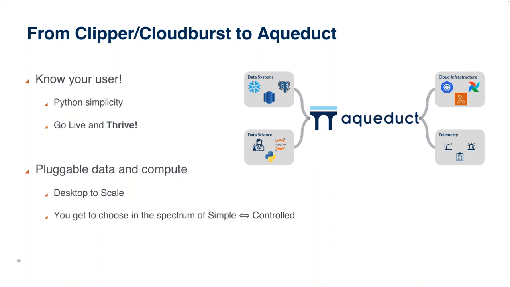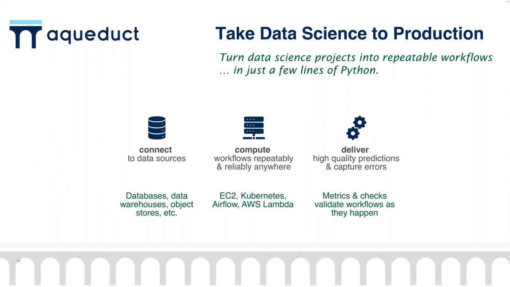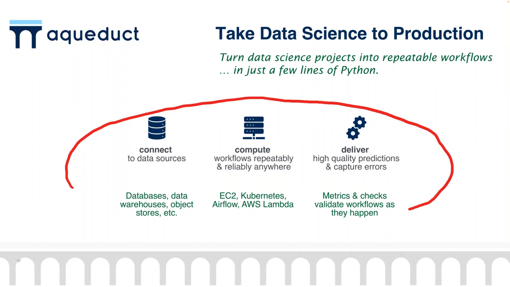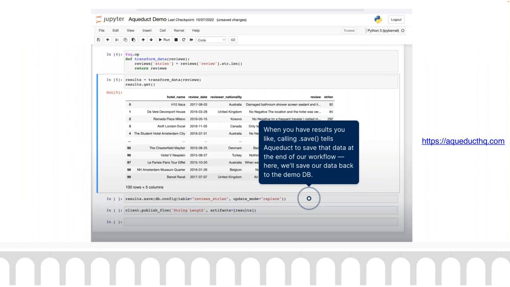Some of them want to use AWS Lambda because it's simple. Yeah, it's a little slow. Oh, well. And some of them want to roll their own, maybe even reinvent Cloudburst, by using things like Kubernetes and Airflow. And great. So Aqueduct will support you throughout that spectrum of simple to controlled. So I won't say more about Aqueduct, but the simple tagline: turn your data science projects into repeatable workflows, really with just a few lines of Python. That's how you get your Thrive virtuous cycle. I won't go through code, but if you go to aqueducthq.com, you can see how you would modify your code to use Aqueduct. The first line of the first cell here gives you a flavor of it's just a simple decorator.